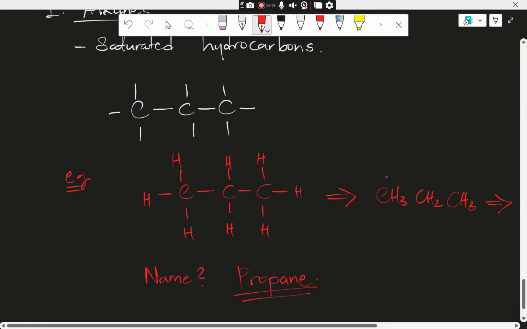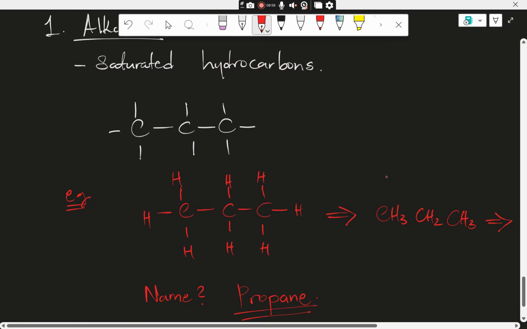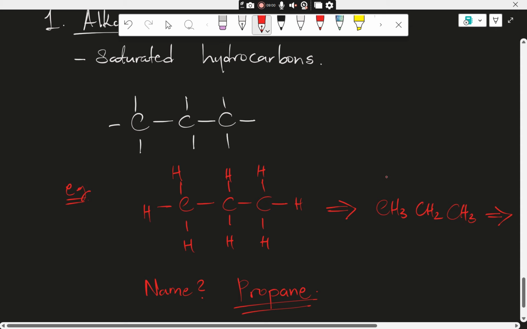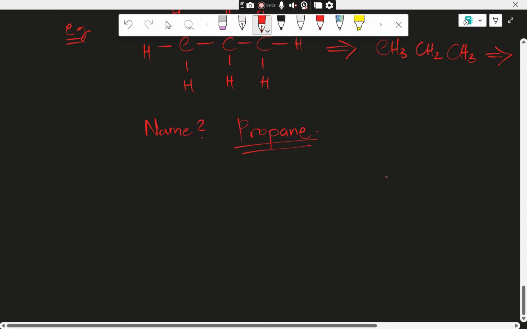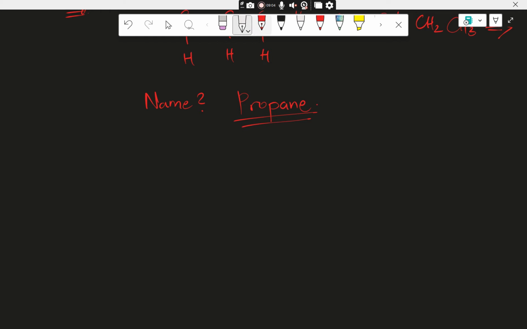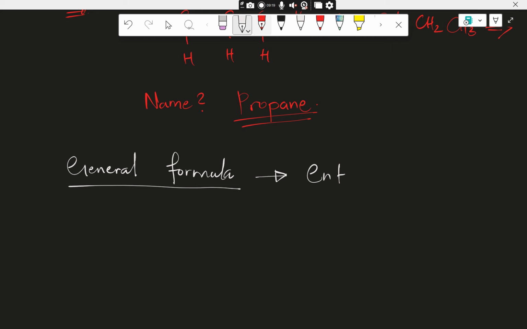So that's what we mean when we say alkanes. They are singly bonded, saturated hydrocarbons. They also have a general formula. This is one group of hydrocarbons. We've actually seen this general formula before, when I was explaining what general formulas are. It's CnH2n+2.